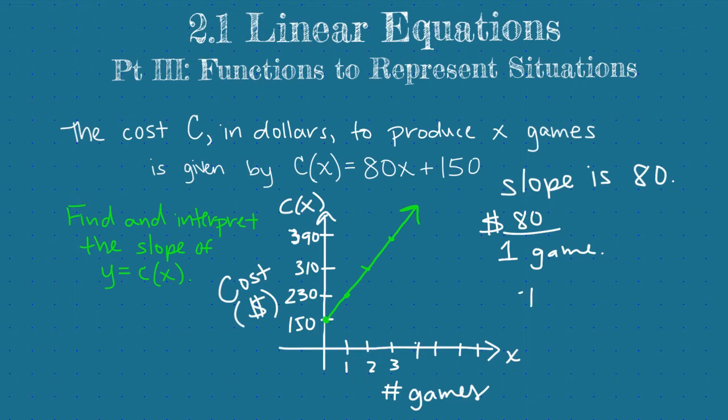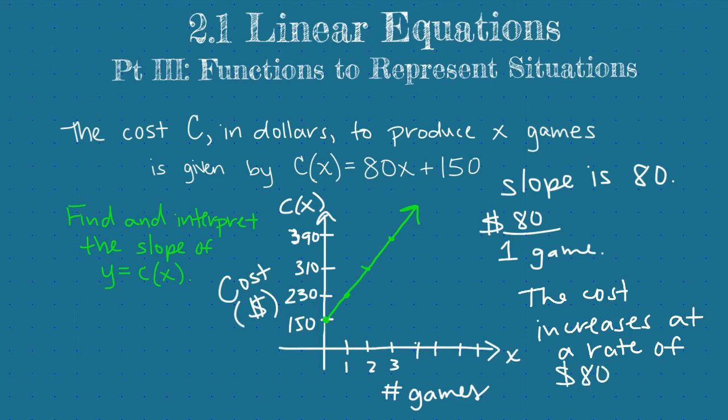We'll say that the cost increases at a rate of $80 per game produced. So it's a rate because we use the word per. It's 80 per game, like dollars per game, because our vertical change is measured in dollars and our horizontal change is measured in number of games.